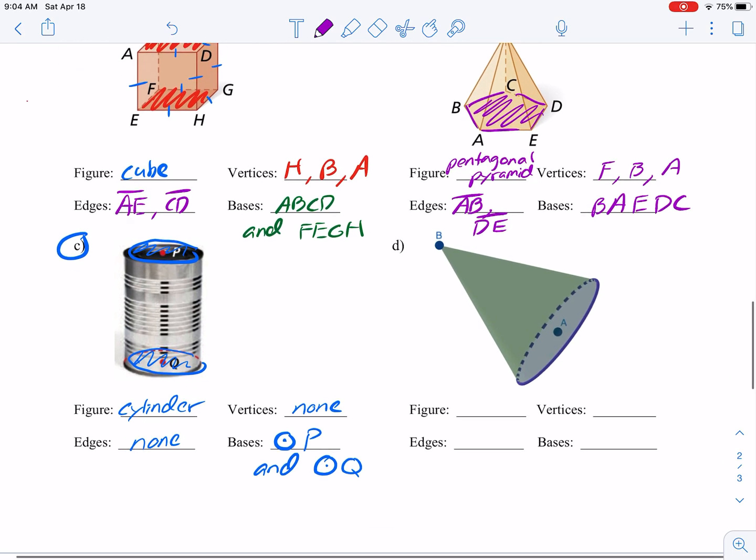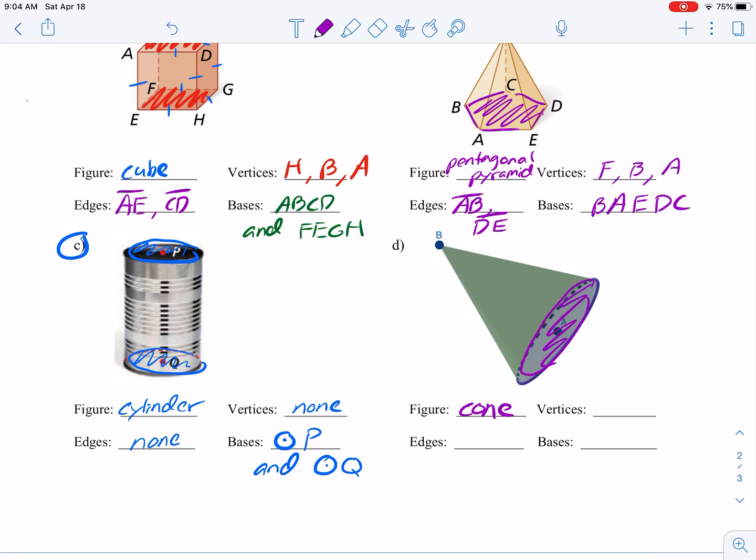Okay, for D, our last solid here, this was a cone because there is one circular base. That one circular base is circle A. Our one vertex here is at point B, and there's no edges.